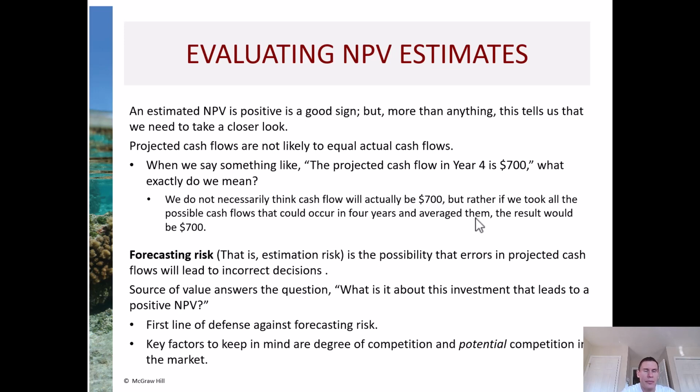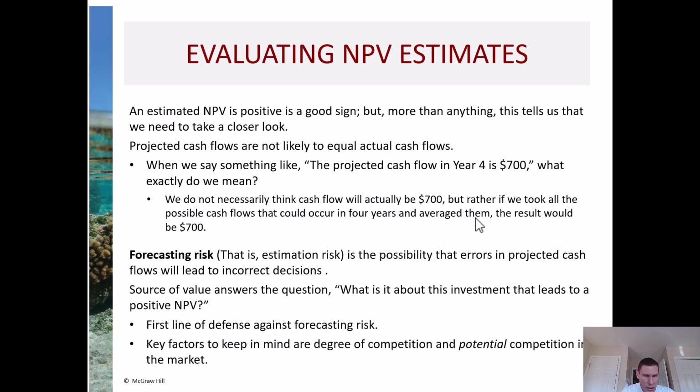So what do we mean by that? The projected cash flows are not ultimately likely to equal the actual cash flows, right? Because it's in the future and we don't know what's really going to happen in the future. So when we say something like the projected cash flow in year four is 700, what exactly do we mean? We don't necessarily think it'll actually be 700, but rather if we took all the possible cash flows that could occur in 4 years and average them out, the result would be 700.